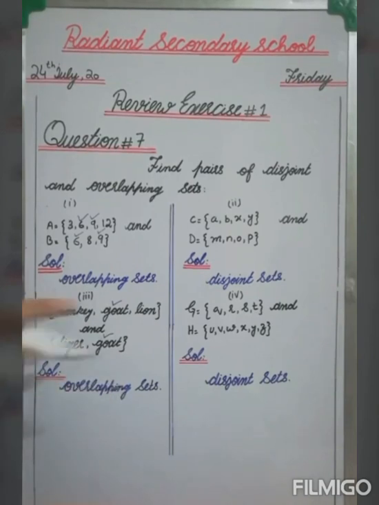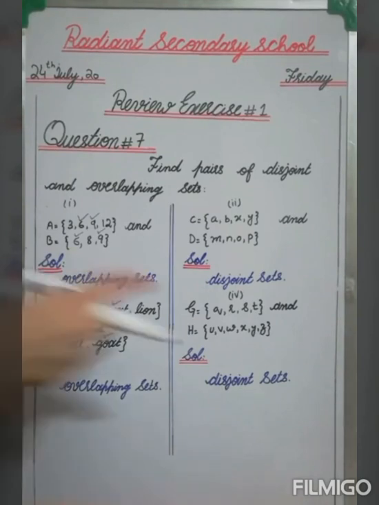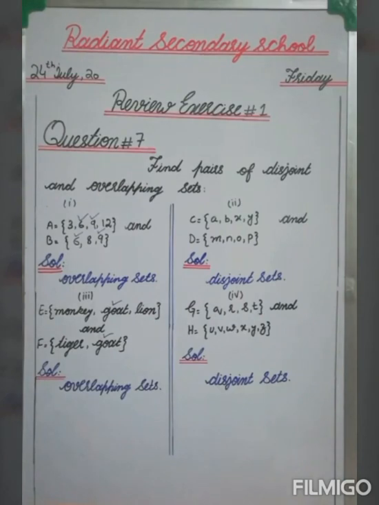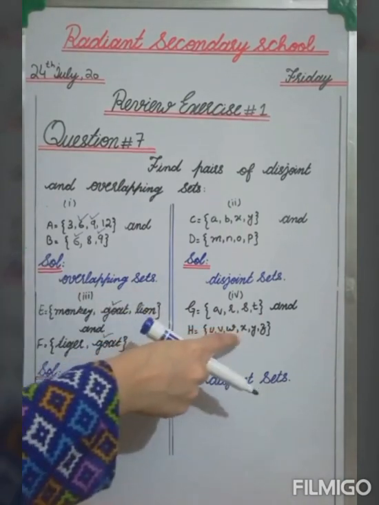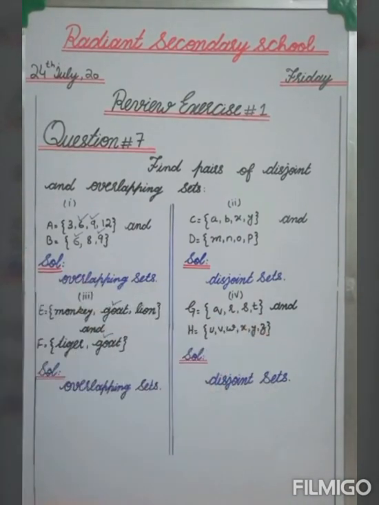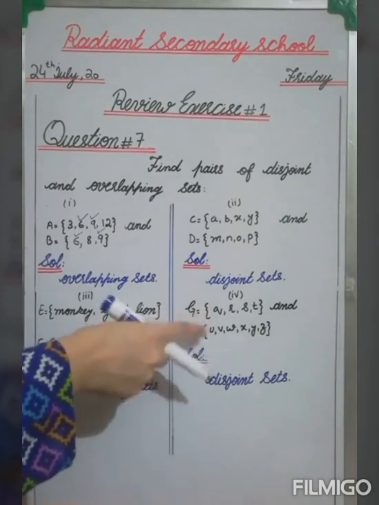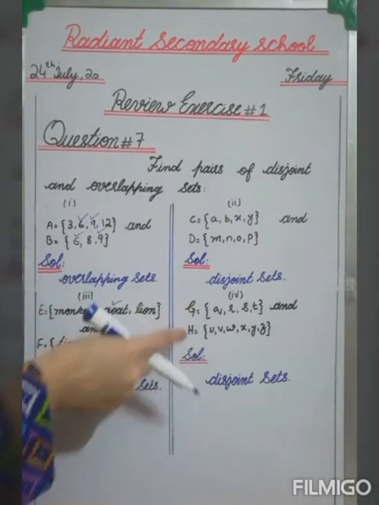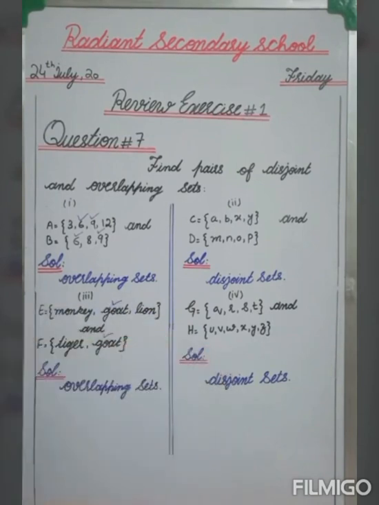Now common part number 4. The elements of set G are Q, R, S, T, and the elements of set H are U, V, W, X, Y, Z. So you can see that no element is common in both the sets. So that's why these sets H and G are disjoint sets.